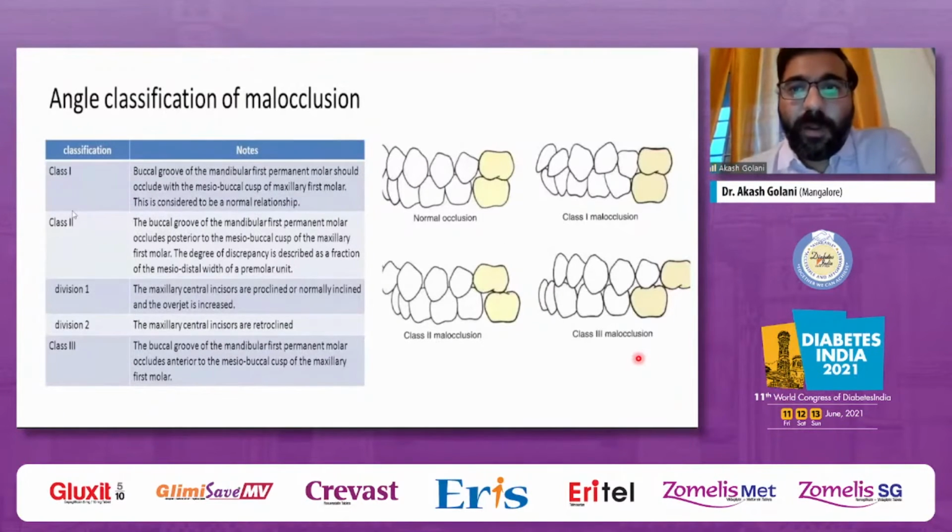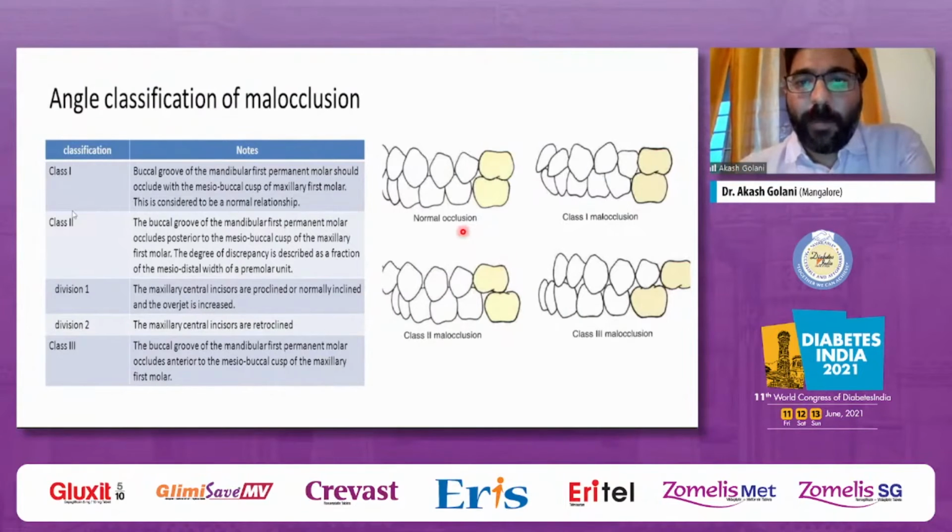So just before I move on, I would like to highlight what this Engel's classification of malocclusion is, because many of us will not be aware, as this is mainly a dental topic. So Engel's classification, we'll go directly into the diagram. This is the normal occlusion. It is mainly the first molars of the maxillary and the mandible that have to meet together. Class 1 malocclusion is also considered a normal occlusion.